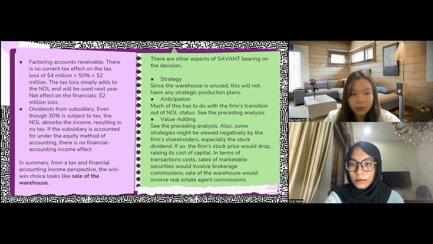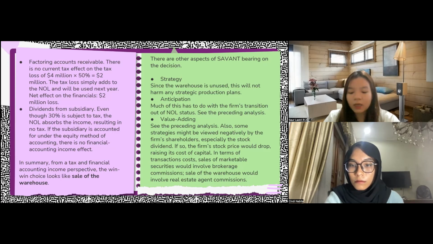And the last option is dividend from subsidiary. Even though 30% is subject to tax, the NOL absorbs the income, resulting in no tax. If the subsidiary is accounted for under the equity method of accounting, there is no financial accounting income effect. So from all this, in summary, from a tax and financial accounting income perspective, the win-win choice looks like the sale of the warehouse.